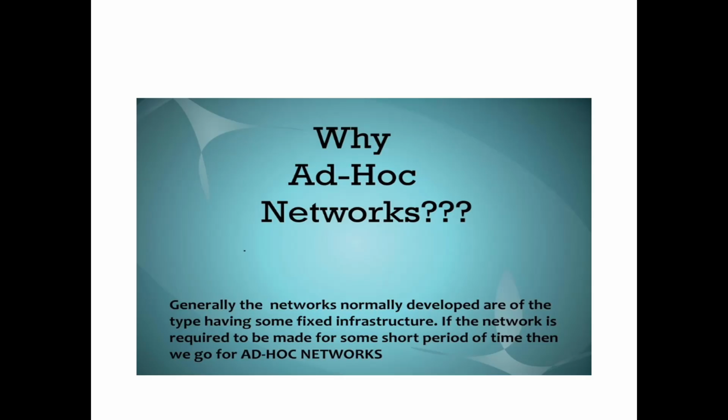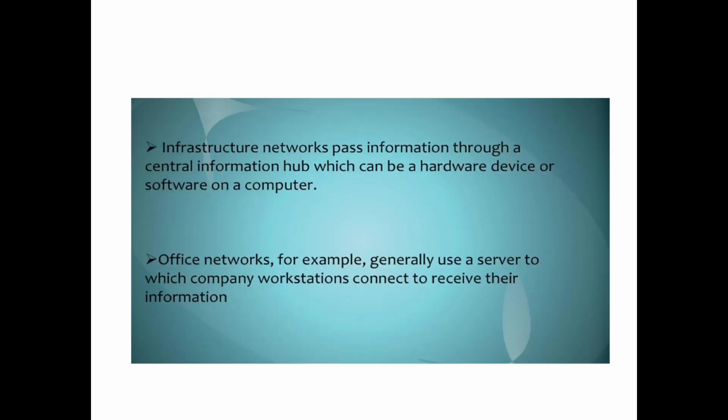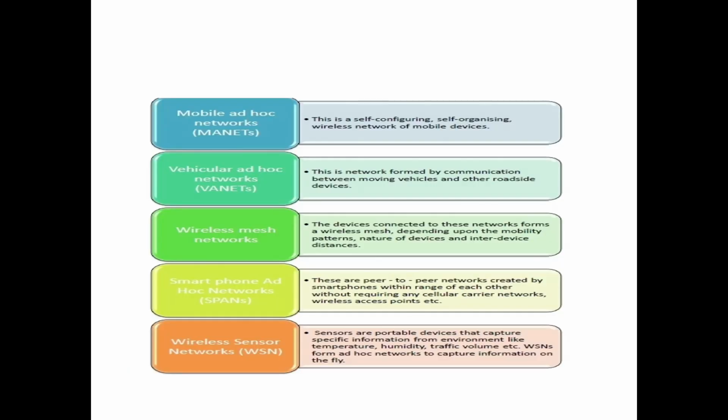Why ad hoc networks? Generally, the networks normally developed are of the type having some fixed infrastructure. If the network is required for some short period of time, then we go for ad hoc networks. An infrastructure network passes information through a central information hub, which can be a hardware device or software on a computer. Office networks, for example, generally use a server to which company workstations connect to receive their information.